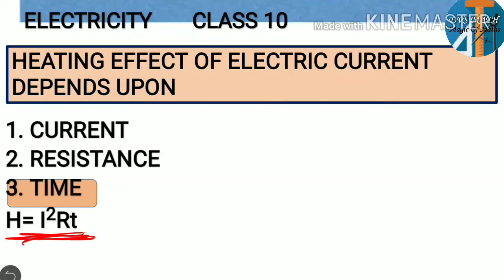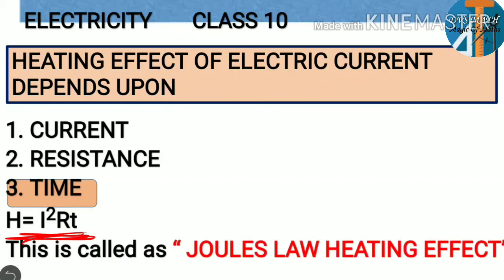So here I represents current, R is resistance, T is time, and this was given by a person called Joule. So we are calling it Joule's law of heating effect. Remember, children, one of two laws you are going to learn in this electricity lesson. One is Ohm's law.